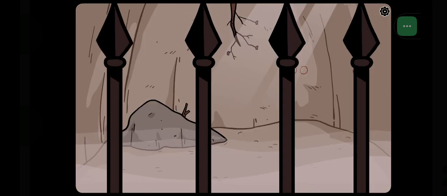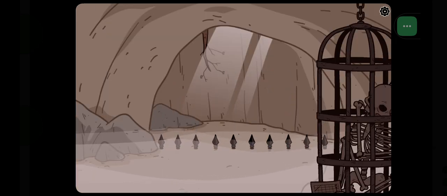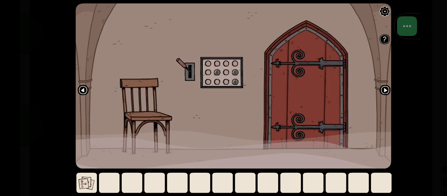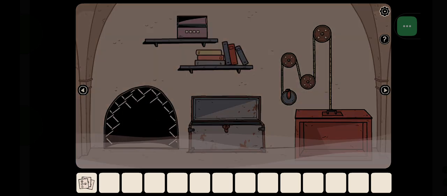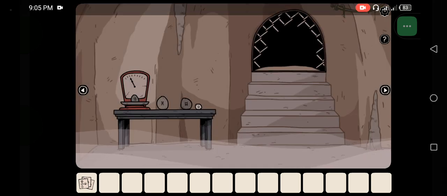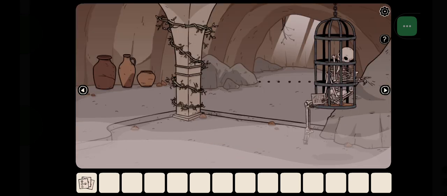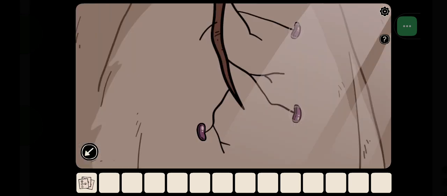And its eyes are glowing red. And the bars are going down. Now we can get across. Let's go back. What time is it now? 9:05. I'm going to stop at 9:20, viewers.